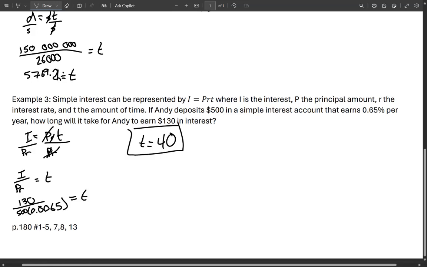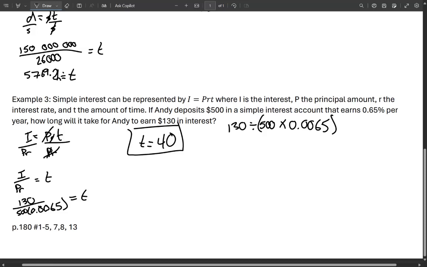So one way to do this on your calculator is to actually just do 130 divided by 500 divided by 0.0065. That's one way to do this. If you have a memory function though, or brackets, you could do this and then do a times. And if you have a memory function and you know how to use that, you can also use that. Though that's the way I worked through it, was using the memory function.